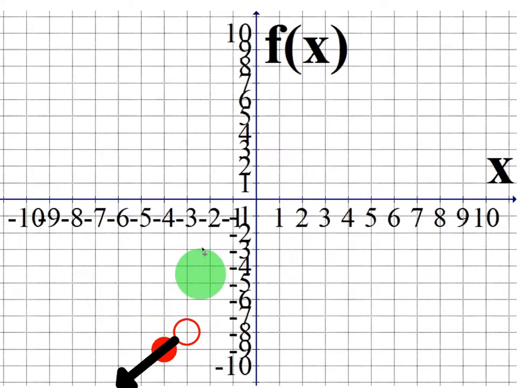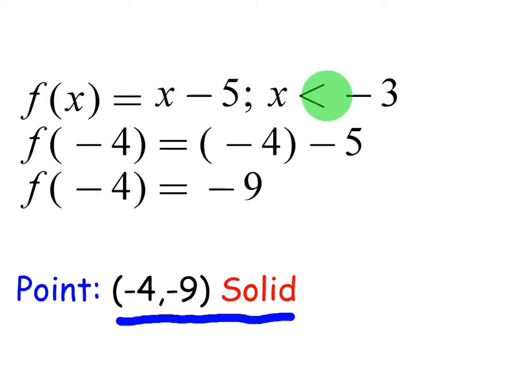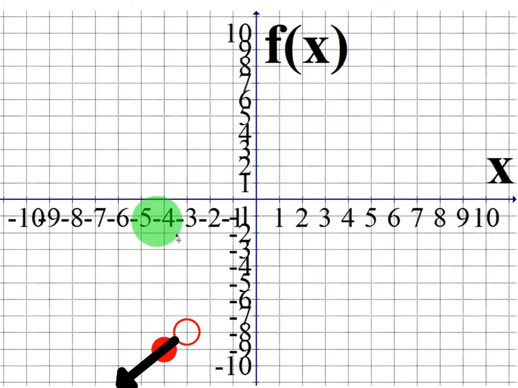So for right now, here's my hole at negative 3, negative 8 that I figured out there. Then I have my point at negative 4, negative 9. It's a solid point. I'm going to connect them with a line, and I'm going to keep going forever like a ray, but it will not go through the hole because it's a hole. So that's my top piece.